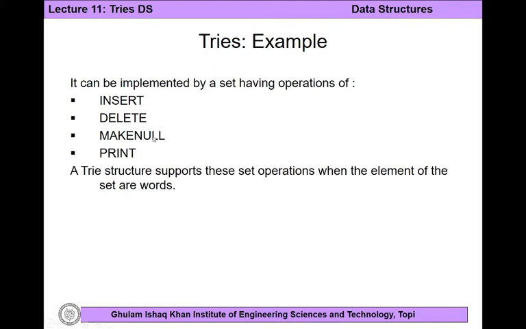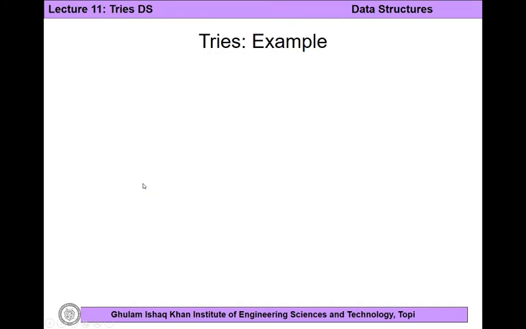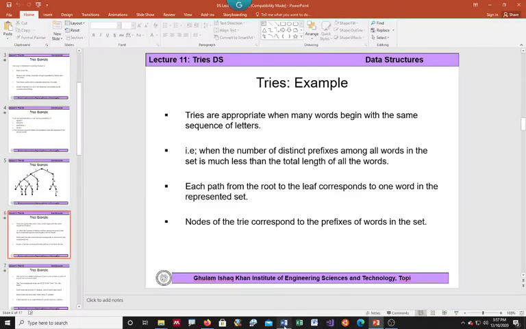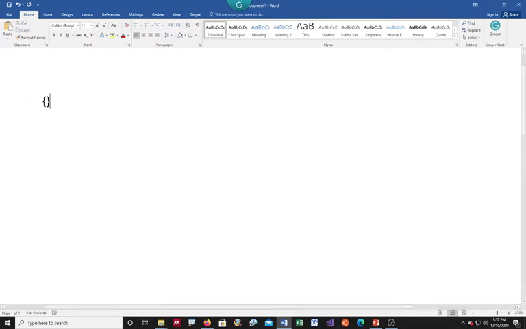There are many operations in the tries data structure: insert, delete, make, print, and so on. To explain how it works, for example, I have a dictionary. In the dictionary we have the word sin. Let me keep it case sensitive. There is another word, sing. There is another word, let's say some, and let's say there is a word zoo.